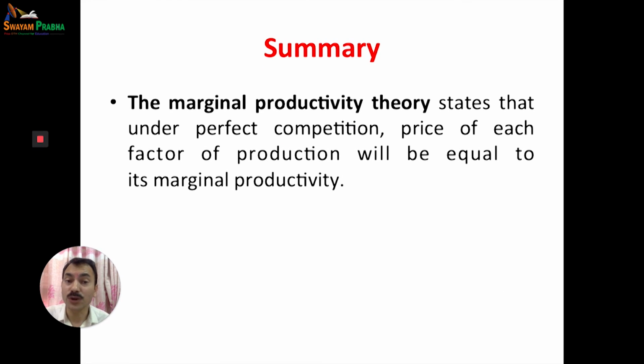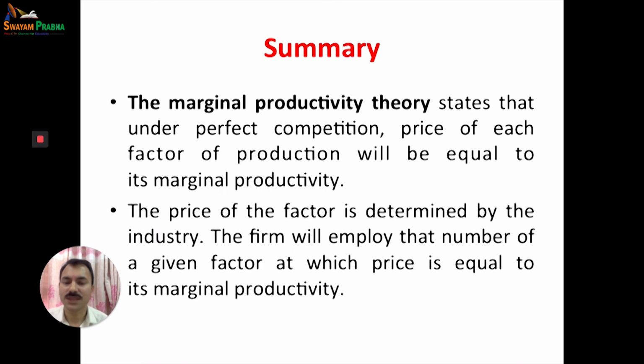The marginal productivity theory we have discussed in detail. It states that under perfect competition, the price of each factor of production will be equal to its marginal productivity. The price which we have to pay for the factor of production is equal to its marginal productivity. And the price of the factor is determined by the industry, not by the firm. The firm will employ that number of units of a factor at which the price is equal to the marginal productivity.